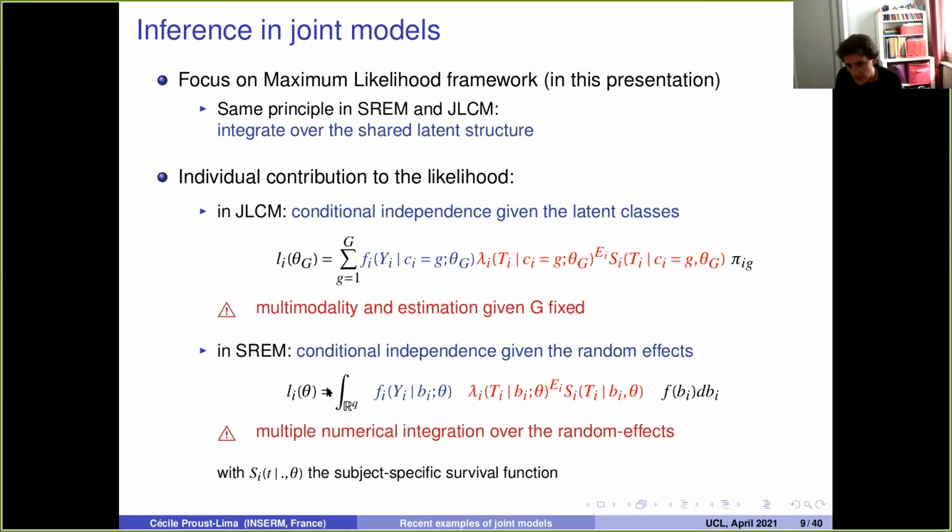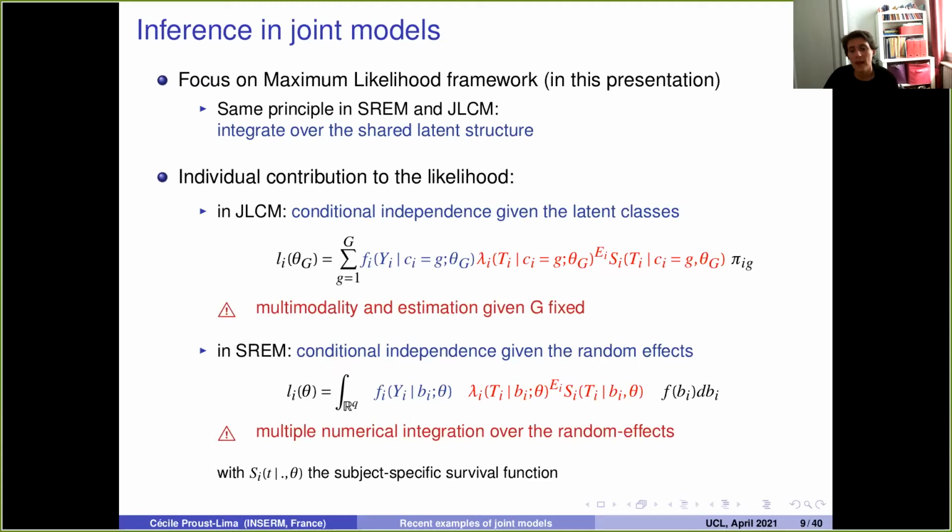The problem is linked to this integral. This integral is not a one-dimension integral. It's an integral of dimension the number of random effects. And usually you don't have only one random effect to describe the repeated measures of a biomarker, but 2, 3, or 4. So you have a numerical integral that is not very easy to compute, and it has to be done numerically. And so you might have some problems with this numerical integral, with a lot of inaccuracy that leads to problems of estimation of these models.